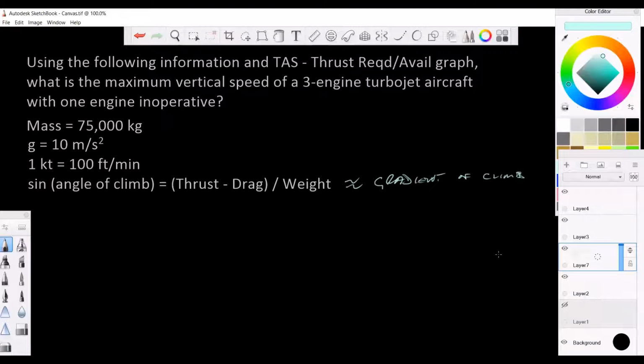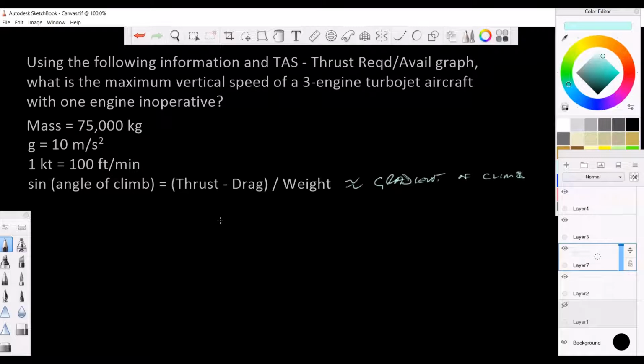Right, so what's the graph we've got then? In order to find a rate of climb, we're going to need a gradient of climb, then use that gradient and the airspeed of the aircraft to work out the rate of climb. So we need a few pieces of information. We need the aircraft weight, and we've got enough information already to work that out. We need thrust and drag, so we're hoping for that from the thrust required and thrust available curve. And we need the aircraft speed.